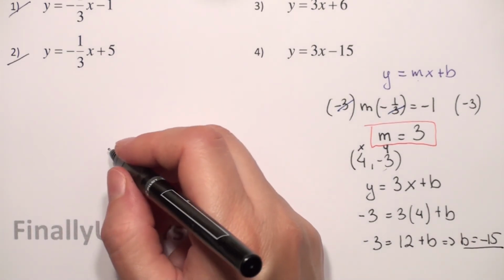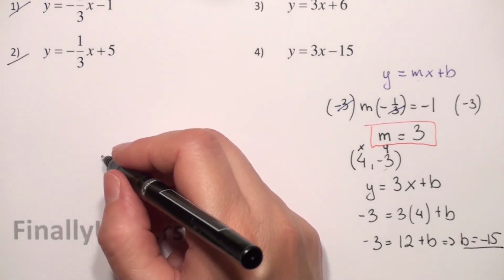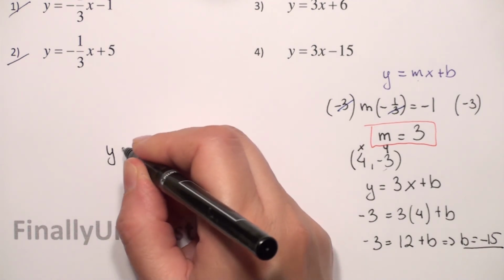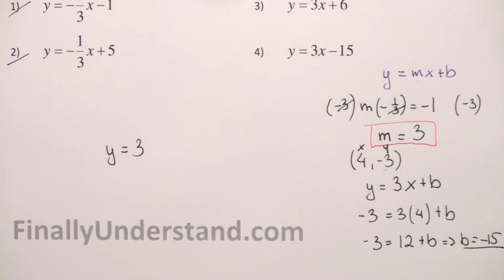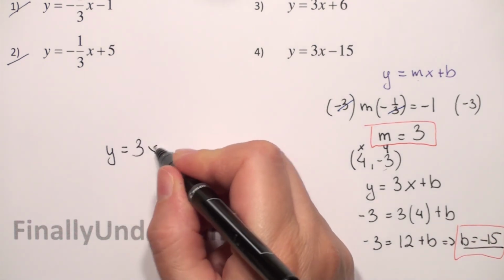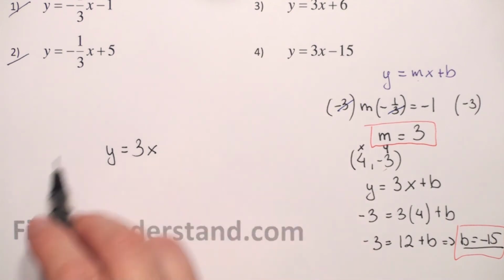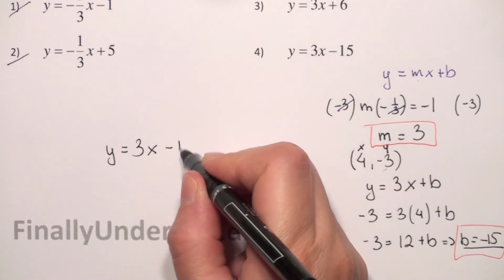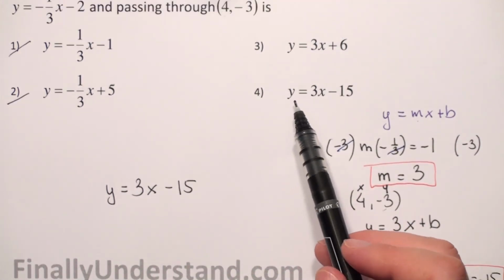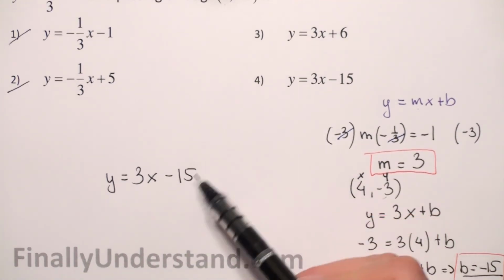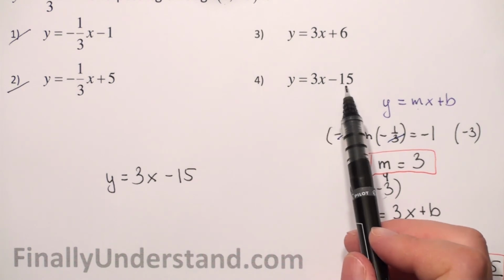So our line will have the equation y equals, m we have is 3. We calculated b, we have also x we copy, and we have negative 15. So only the fourth equation is the same, 3x minus 15.